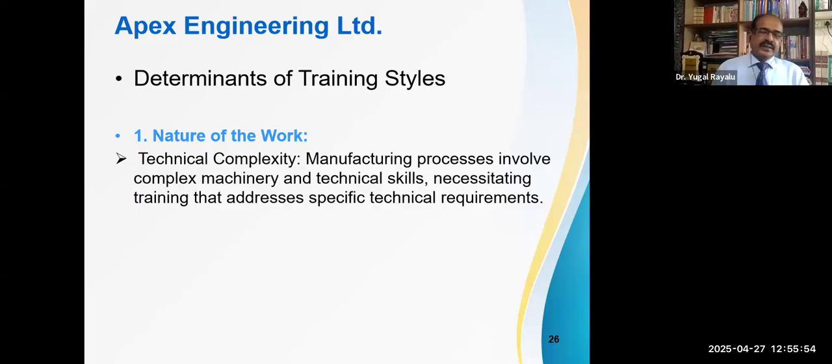2.51 millimeter, the spare part will be rejected. 2.49 millimeter, the spare part will be rejected. It has to be 2.5 millimeter only. Technical complexity is there, technical accuracy is there.